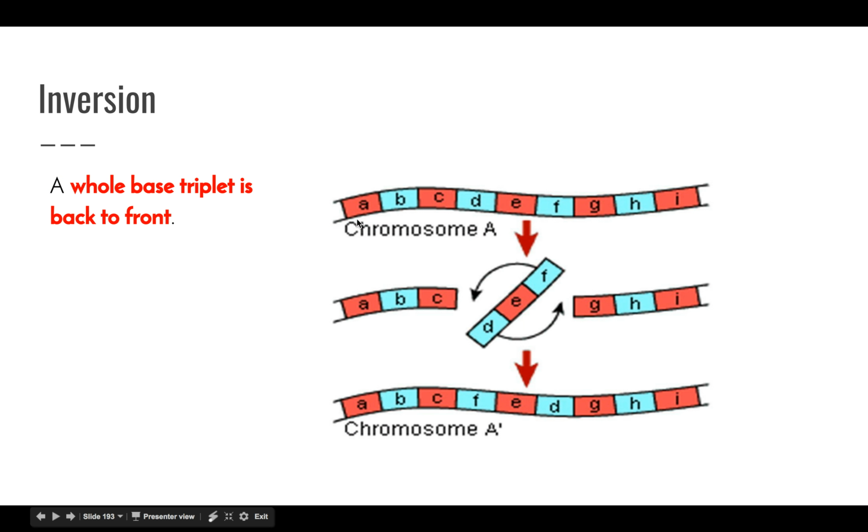So here we can see that we had our original chromosome reading in the alphabet A, B, C, and then D, E, F, G, H, I. And what's happened is this middle gene has switched around and our new chromosome or our new DNA sequence becomes A, B, C, F, E, D, G, H, I. So this would obviously transcribe to a different mRNA strand again, which would result in a different protein being created.